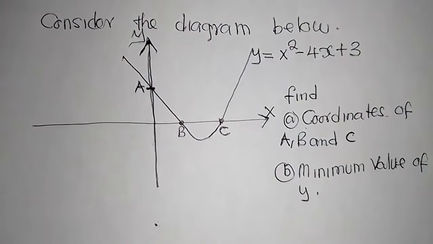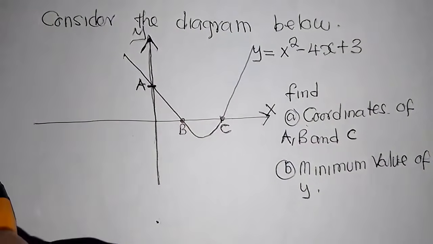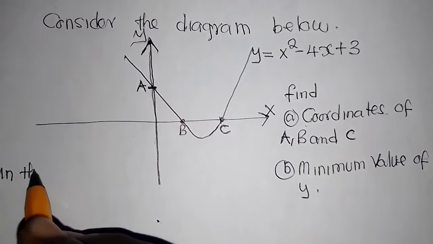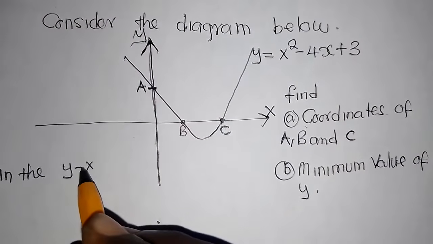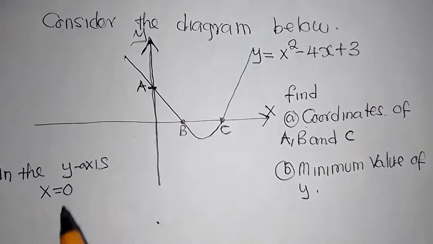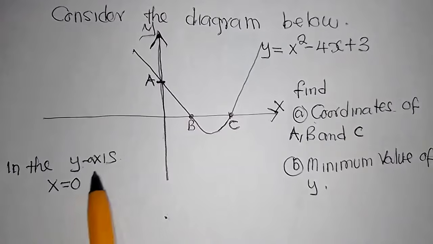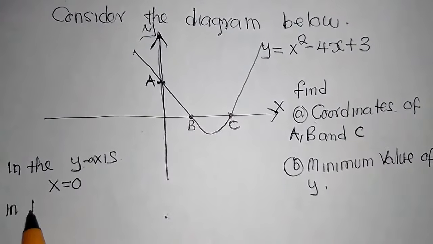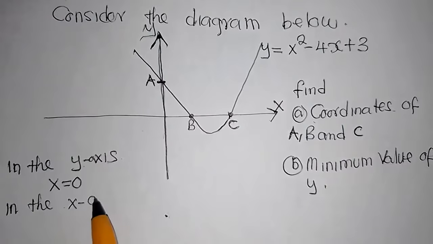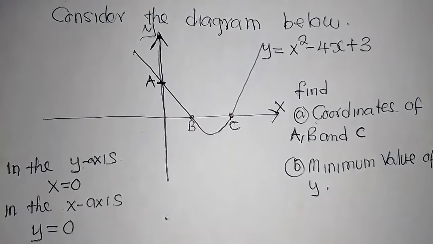This is the x-axis. I remember telling you that these are points you need to know. In the y-axis, x is equal to 0. This is a point that you need to know and understand. So in the y-axis, x is equal to 0. Again, in the x-axis, just the opposite. In the x-axis, y is equal to 0, like this.